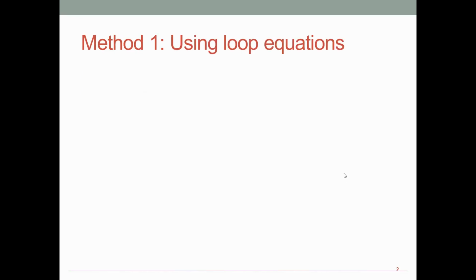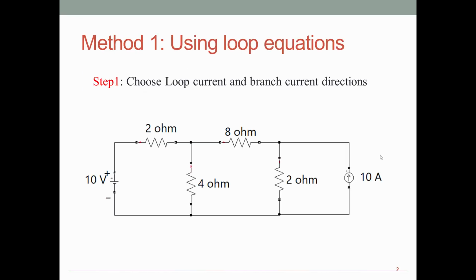So for loop equation, step 1 is to choose loop and branch current direction. I told you in the previous lecture, you can choose any direction for loop and then fix the branch current direction. Let me take loop number 1, I am considering clockwise. Loop number 2, again clockwise.